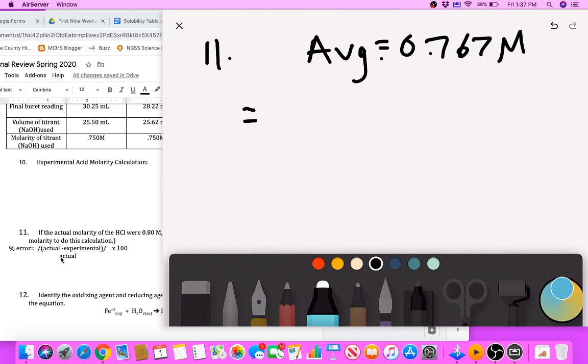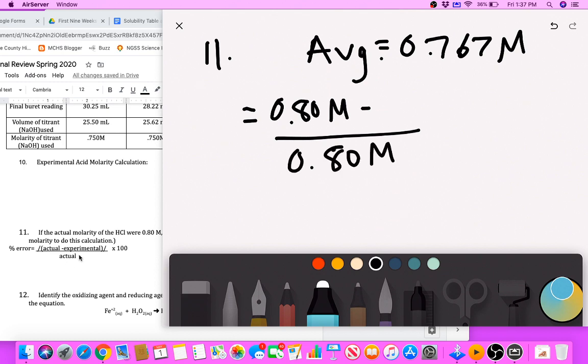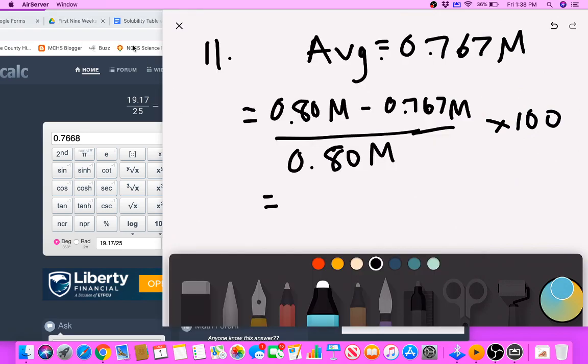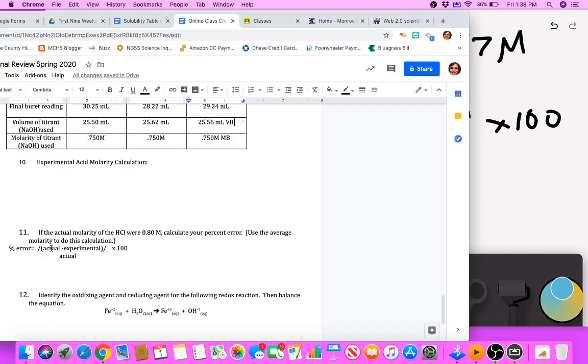So do your percent error. Your actual was 0.80. Some of us can mess that up. And then on the bottom, you put the 0.80. And then your experimental, well, that's what we calculated up here. I even have it here for you. Experimental acid molarity, and that was our 0.767. Then you'll multiply that by 100. So going to our calculator, these little lines right here just mean absolute value. So if you were to get a negative number, just make it positive.